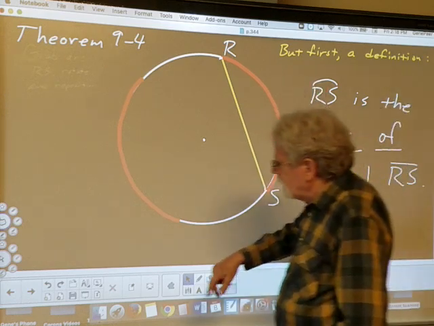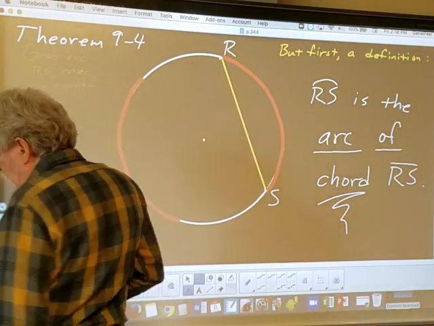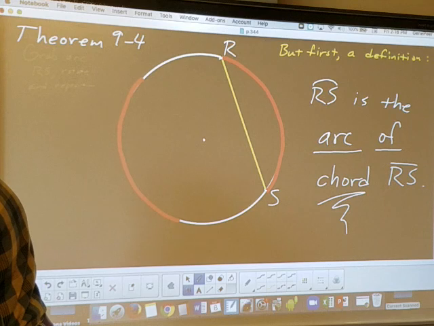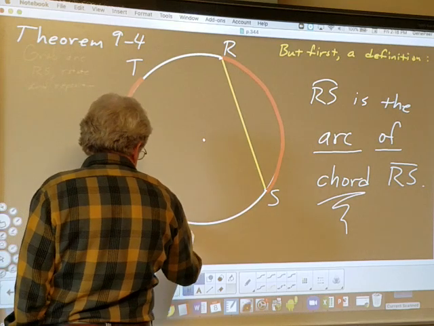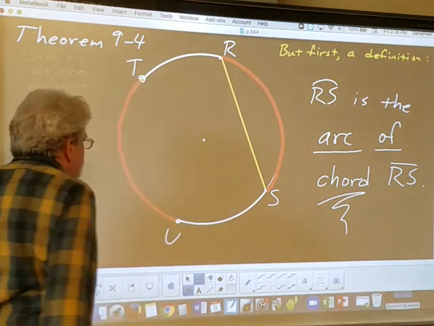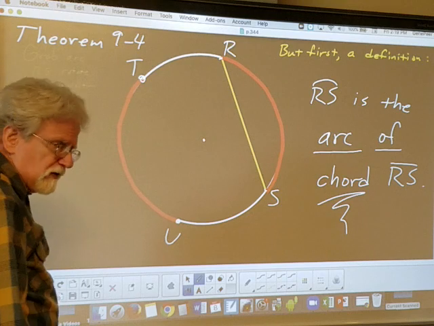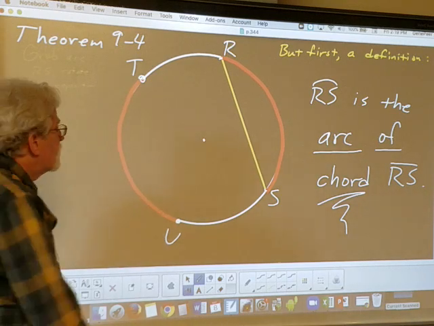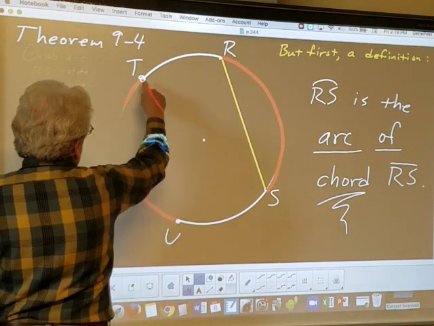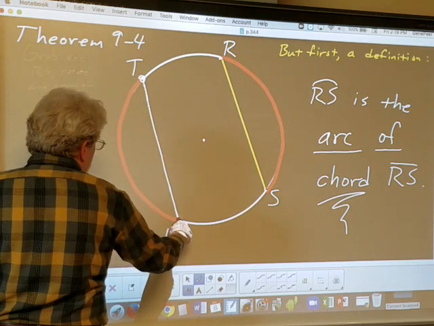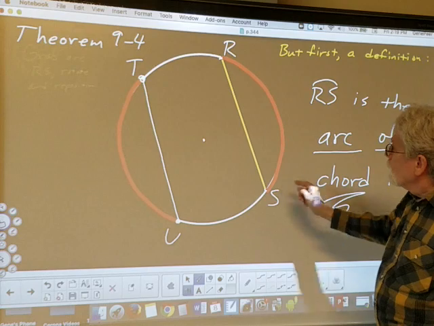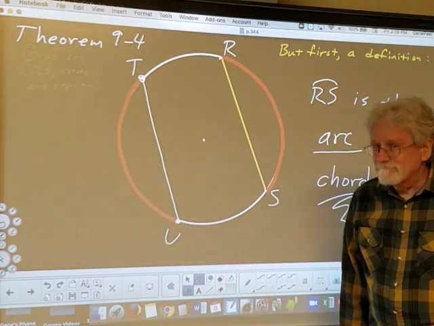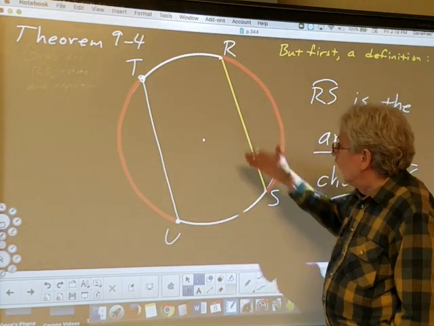So arc RS is congruent to, let's give it a name. Did the book give it a name? Over there on page 344. Yes, they called it arc TU. Arc TU. Okay. So if we now connect points T and U with a segment, or I should say, with a chord, theorem 9.4 says that congruent arcs will have congruent chords.